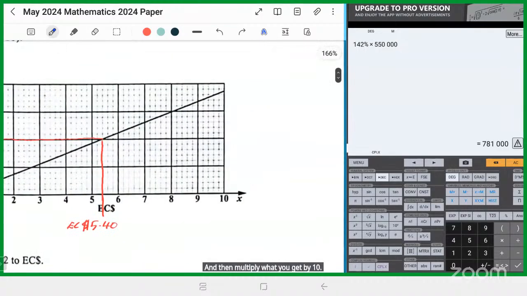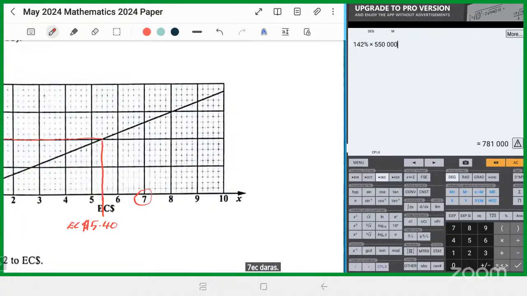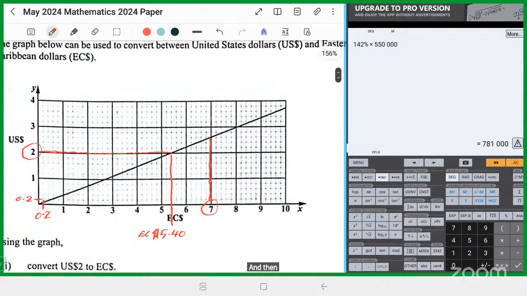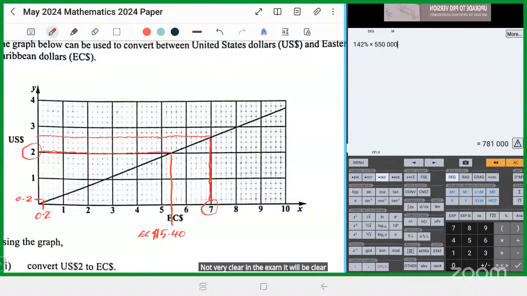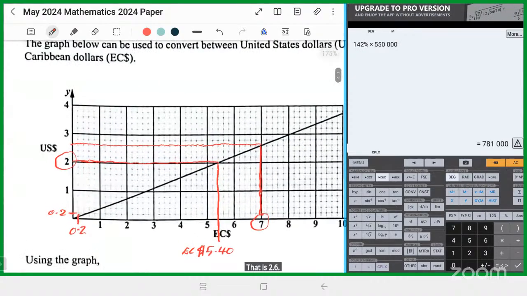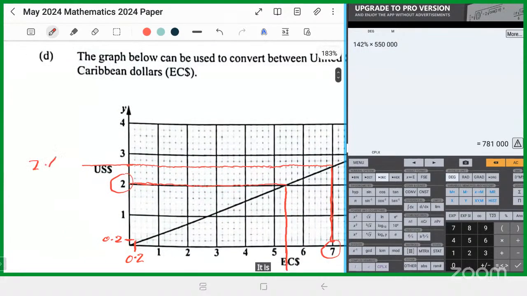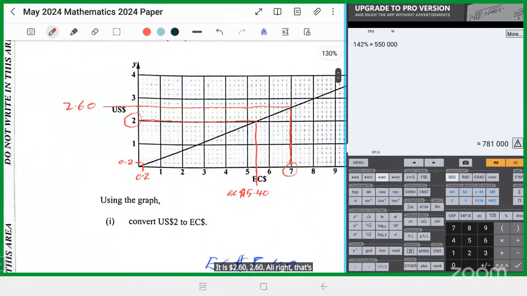So you see here, I'm going to work with $7 here. 7 EC dollars, up on the graph, and then read it across here. It's on this line. Not very clear. In the exam, it will be clear. Don't worry about it. Now that is 2.6. So right here is 2.6, which is $2.60. All right, that's 2.6. So let's write it up now.